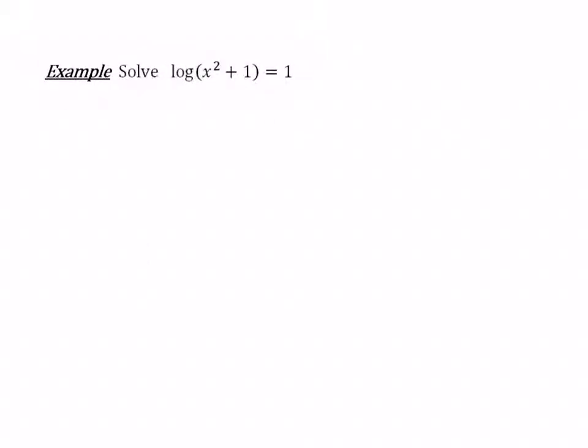Here's another one. This says the log of x squared plus 1 equals 1. This is called a common log. When there's no number written on the bottom, when there's no base, it's really log base 10. So I'll squeeze that in there right now. When there's nothing written, it's log base 10. We're going to do the same thing.